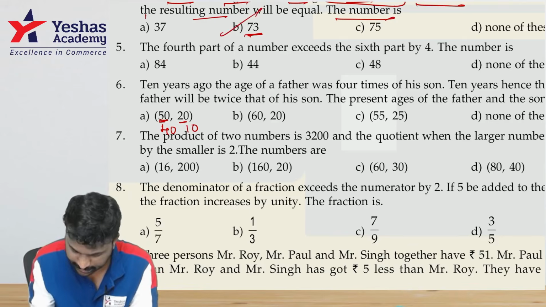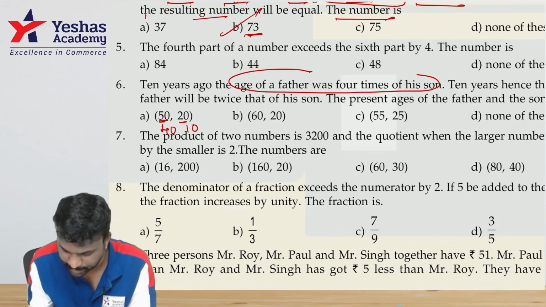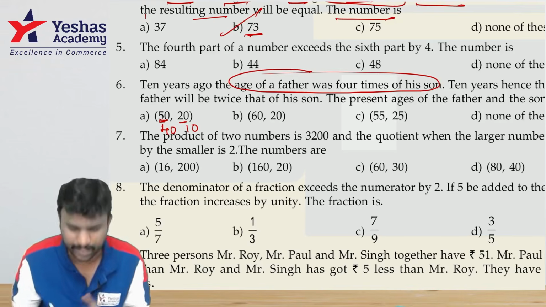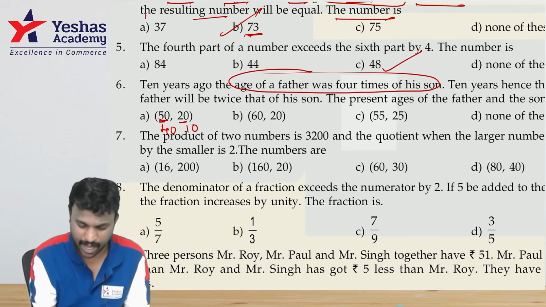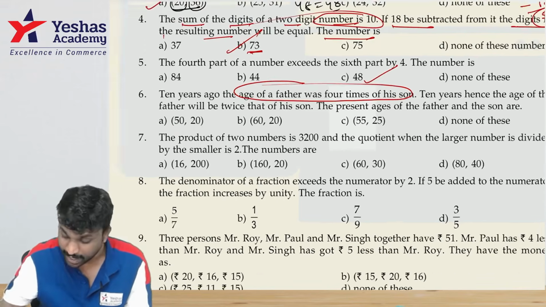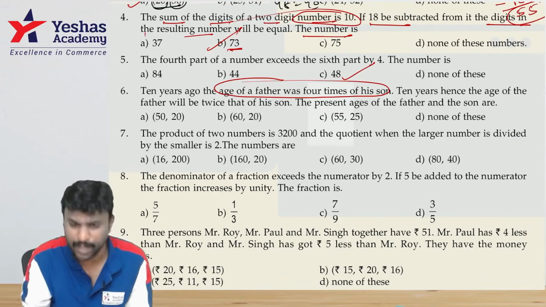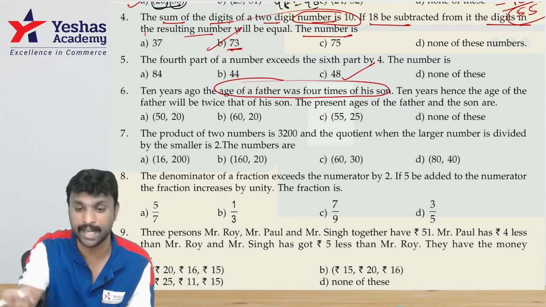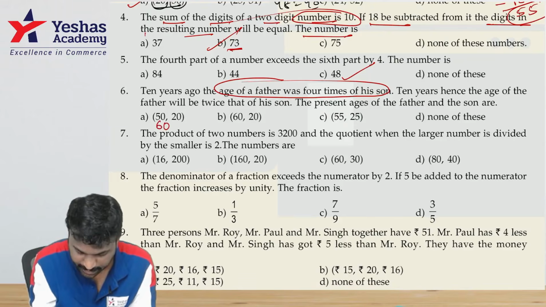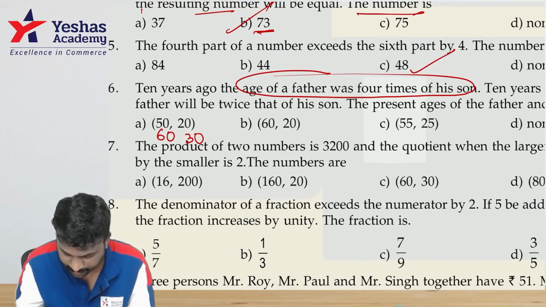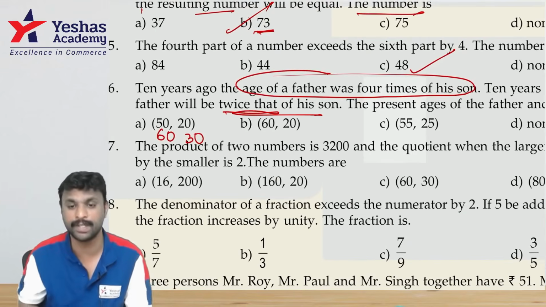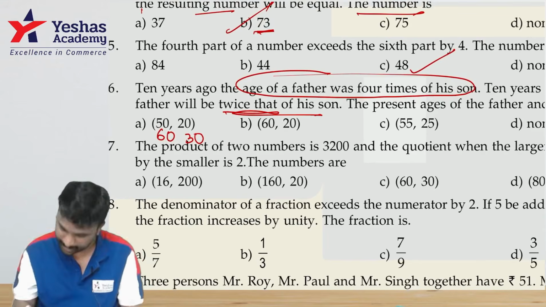So don't you think the father's age is 4 times the son's age 10 years ago? Definitely 40 is 4 times 10. So first condition is satisfied. Now, what about the second condition? 10 years hence. What do you mean by 10 years hence? After 10 years, 50 plus 10 becomes 60, 20 plus 10 becomes 30. Now, don't you see that the father's age is twice that of his son? Definitely 60 is 2 times 30.